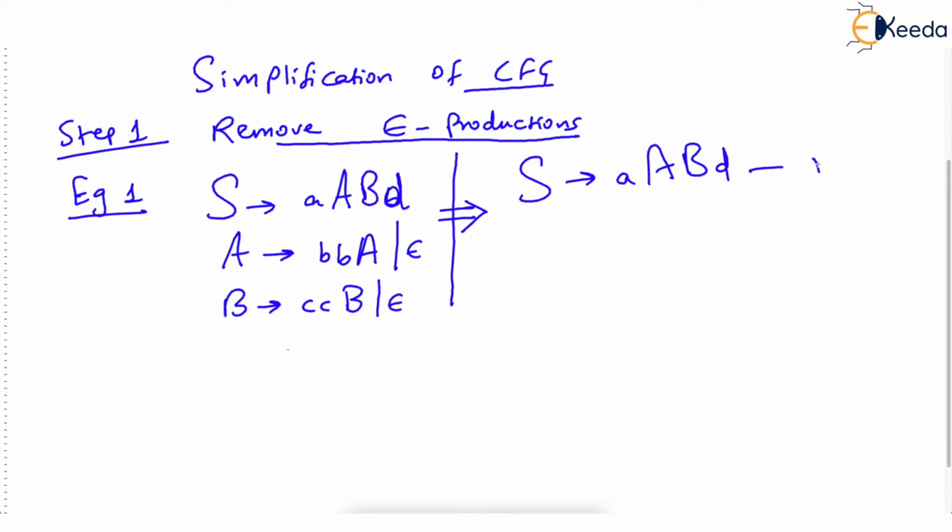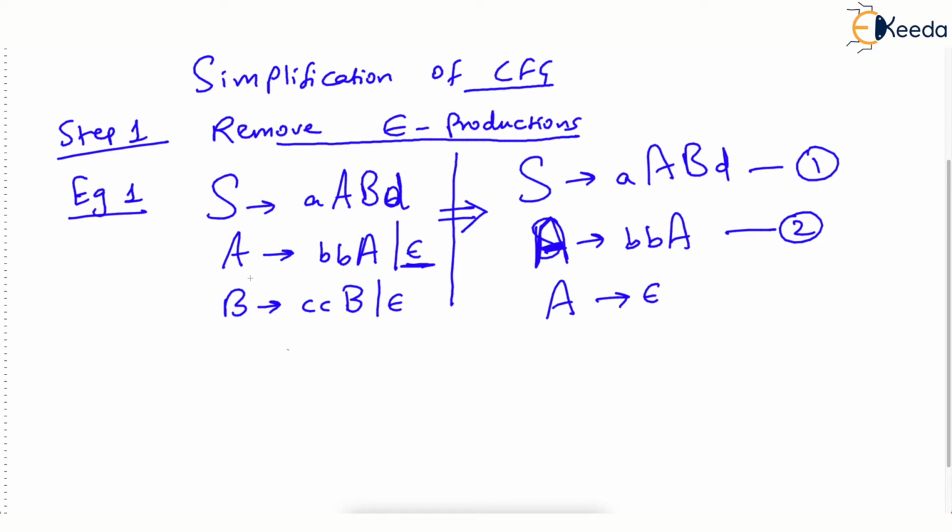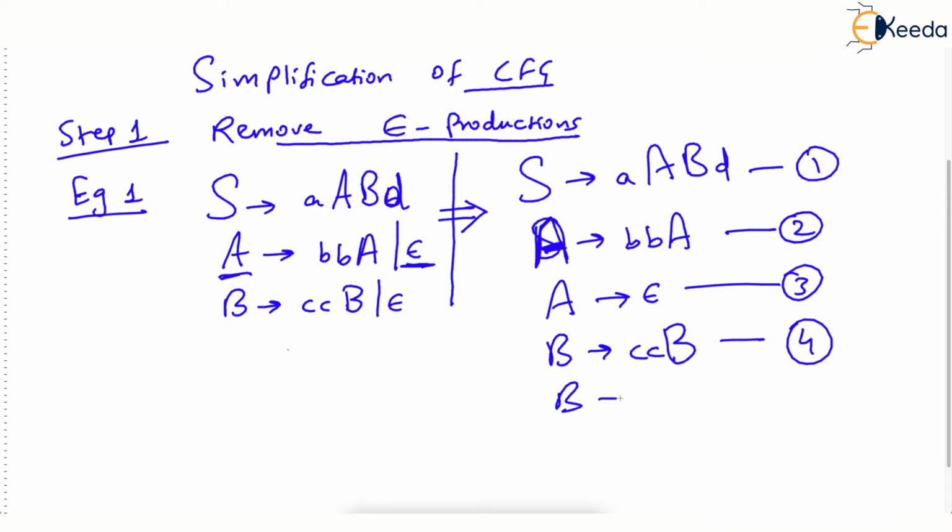This is the first production, as you see. The second production is S gives BBA. This is the second production. Here, A derives epsilon. Just check this. A derives epsilon. This is the third production. Then we have B derives two small c's followed by B. This is the fourth production, and the fifth one is B derives epsilon, the fifth production.